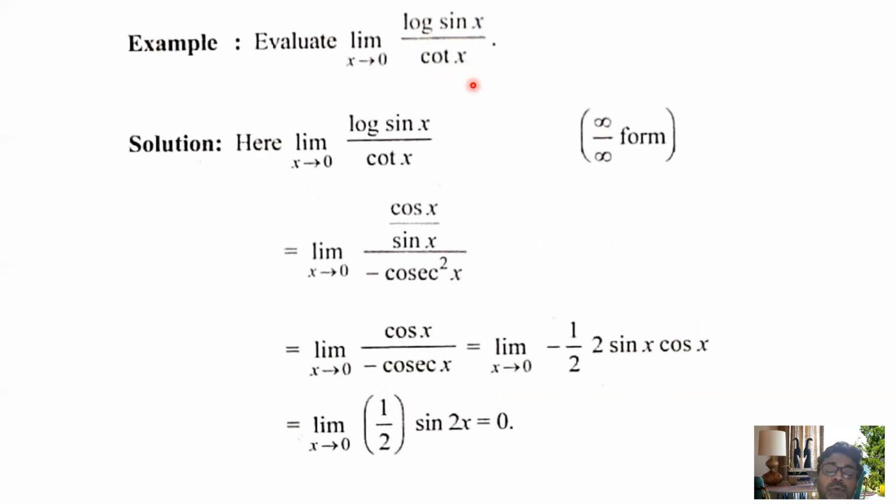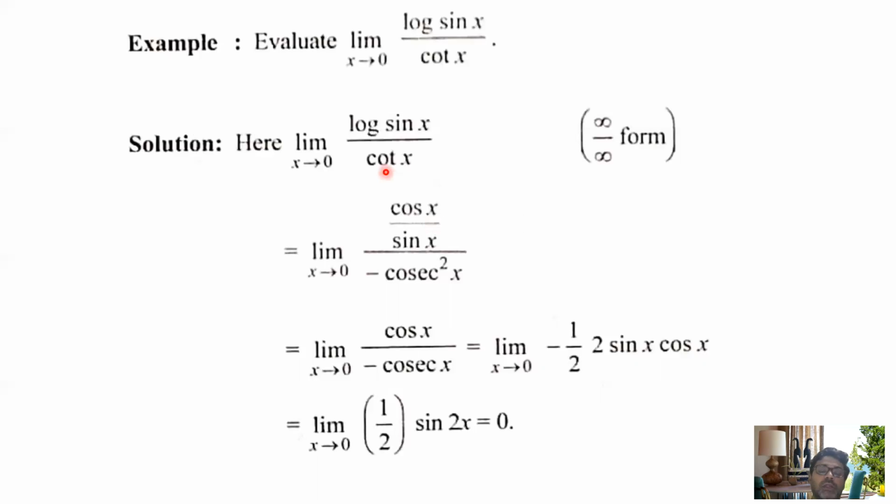This is also a very important example. Now here, limit x tends to 0, log of sin x by cot x. So log 0 is infinity and cot 0 is infinity, that is infinity by infinity form. If I have infinity by infinity form, then you have to differentiate by using L'Hospital's rule.